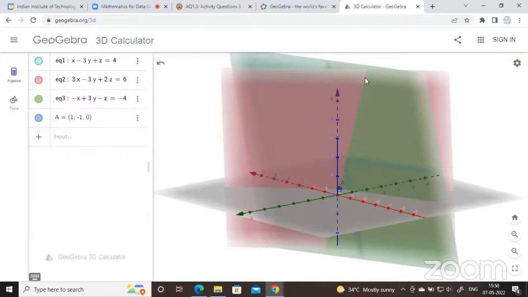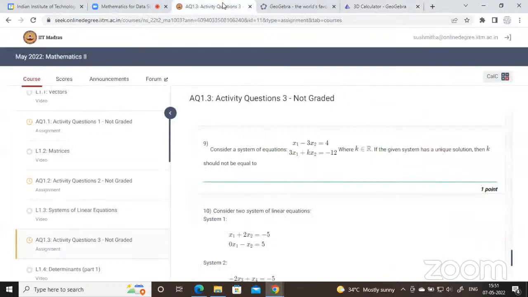By just looking at the equations, we cannot say that it will have unique or infinitely many. We just need to solve it, ma'am. No, by looking at it, you can tell. By the end of week 2, you can tell. Oh, okay. So let's do the 9th question.